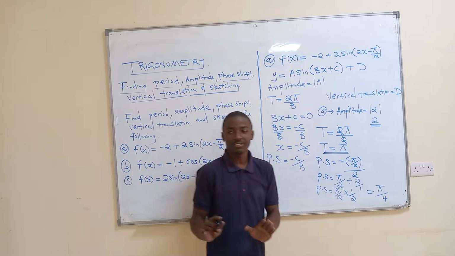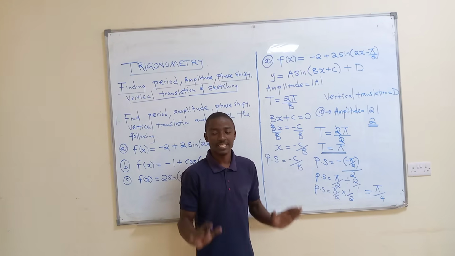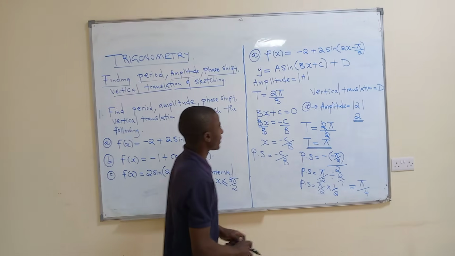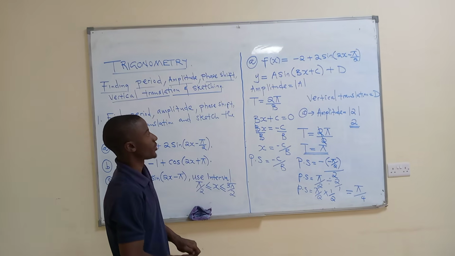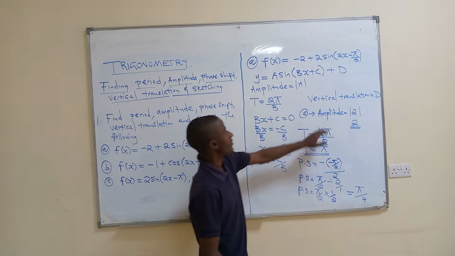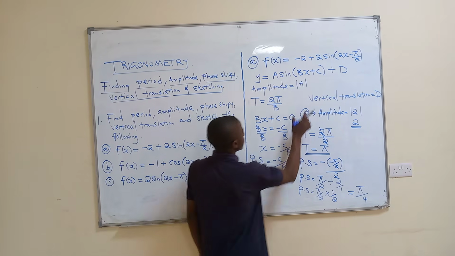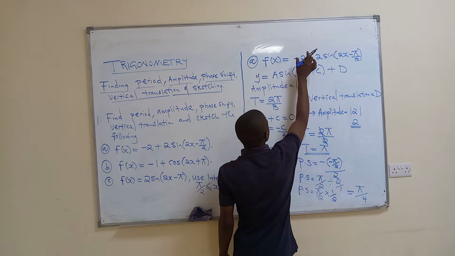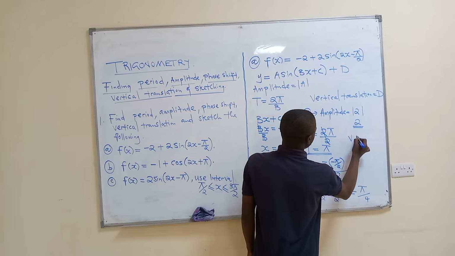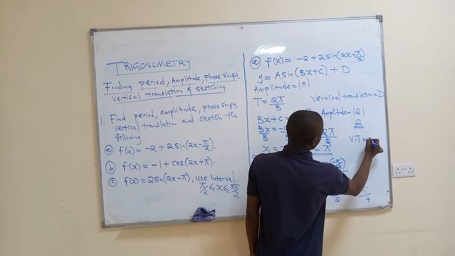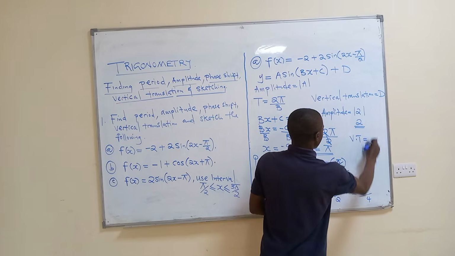So the phase shift is the starting point. Whenever you are graphing, that is the starting point. Since the question is also asking us to calculate the vertical translation, the vertical translation is negative 2.